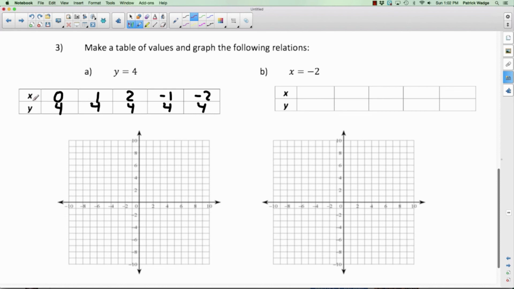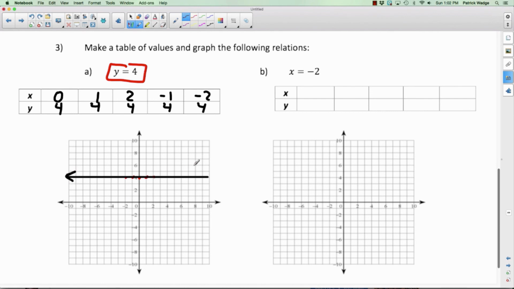So let's graph it. One ordered pair is 0, 4. Don't move in the x direction and move up 4. Then we have 1, 4. Over 1, up 4. Then 2, 4. Over 2, up 4. Then -1, 4. Over 1 to the left and up 4. And -2, 4. Do you see what's happening here? It's a straight line again, but this time it's completely horizontal. But this makes sense because for every point on this horizontal line, what's the y value of every single point here? Every single point on that line has a y value of 4. That's why the equation is y equals 4.